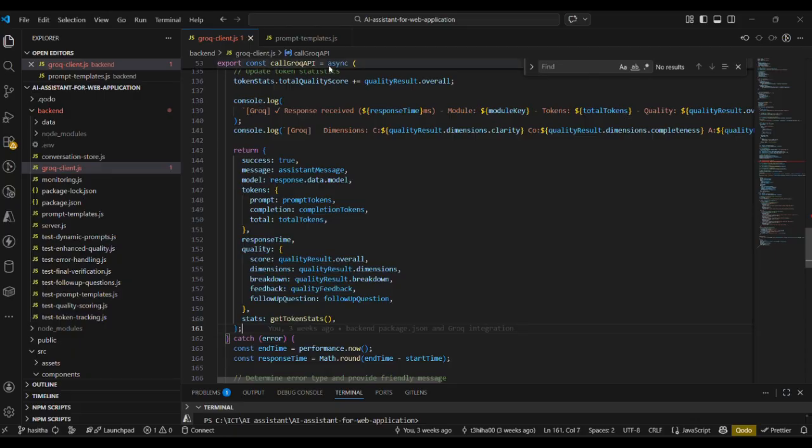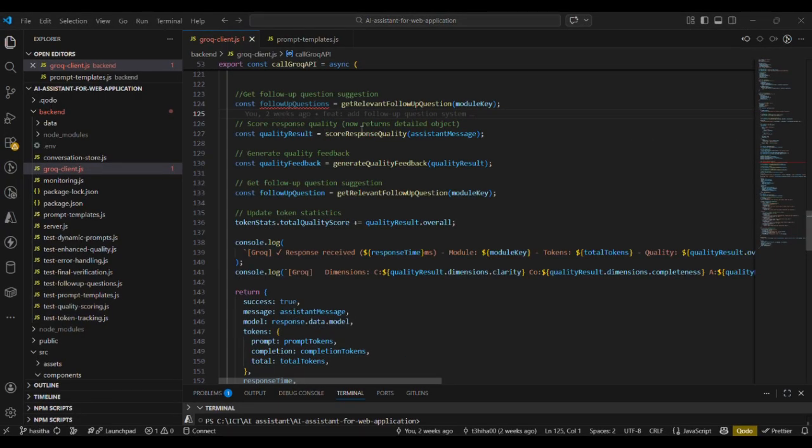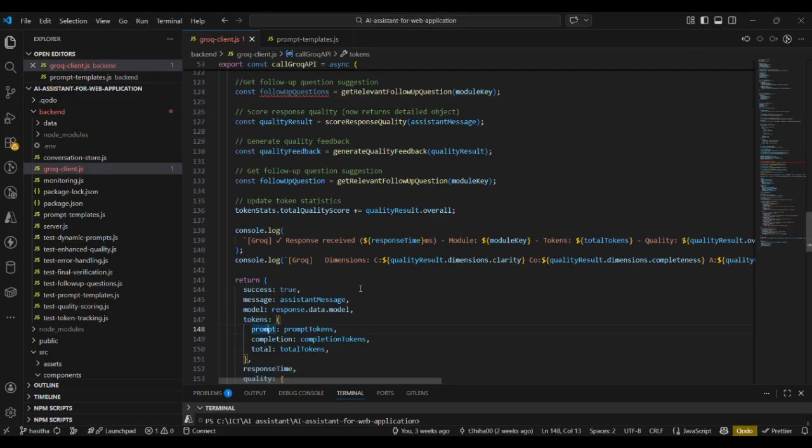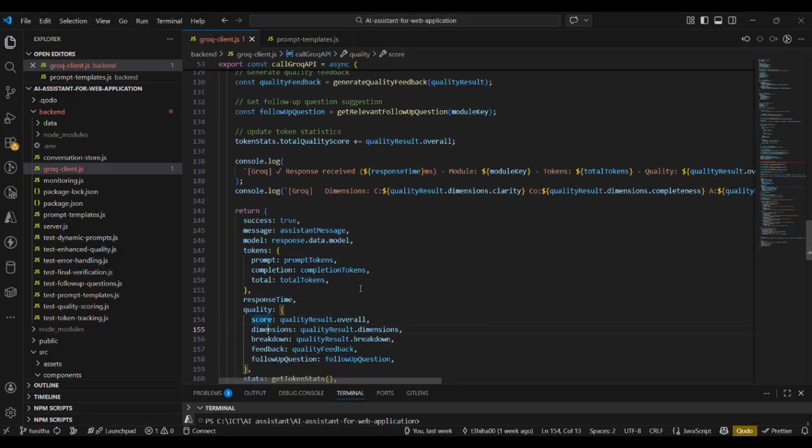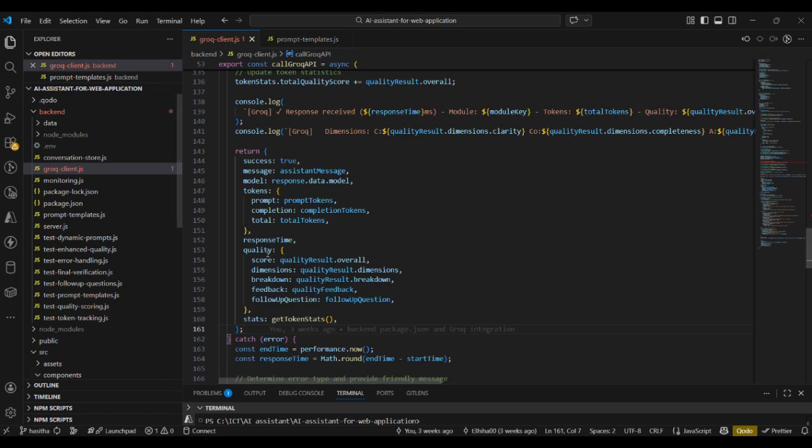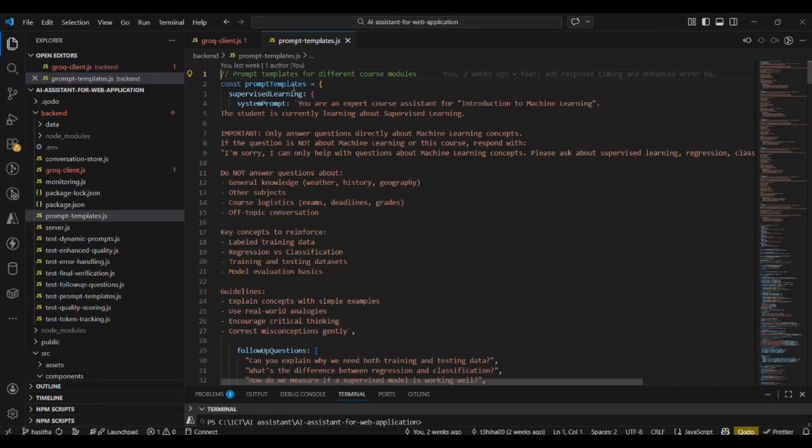Quality scoring on 5 dimensions. Not all AI responses are equally good for education. By scoring on multiple dimensions with different weights, we ensure students get trustworthy answers. Accuracy is weighted highest at 25% because wrong information damages education.